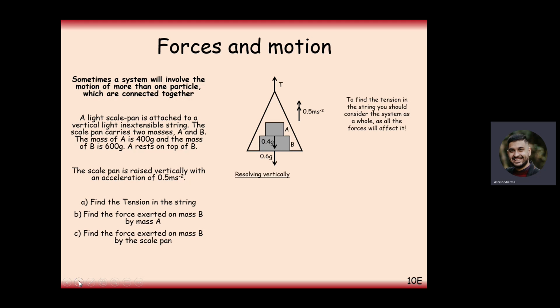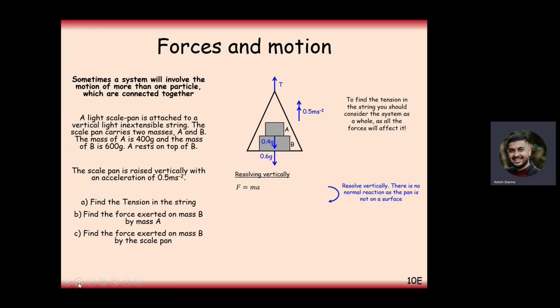And when you consider the system as a whole, it's moving upwards. So if it's accelerating upwards, then it's obeying Newton's second law, which is F equals ma, and F means resultant force. Now, if you resolve vertically, we've got tension going up, and we've got these weights going down. In this situation, there is no normal reaction as the pan is not on the surface. If this pan was on the floor, then there'd be a normal reaction force going up, but because the pan is in the air, there is no normal reaction.